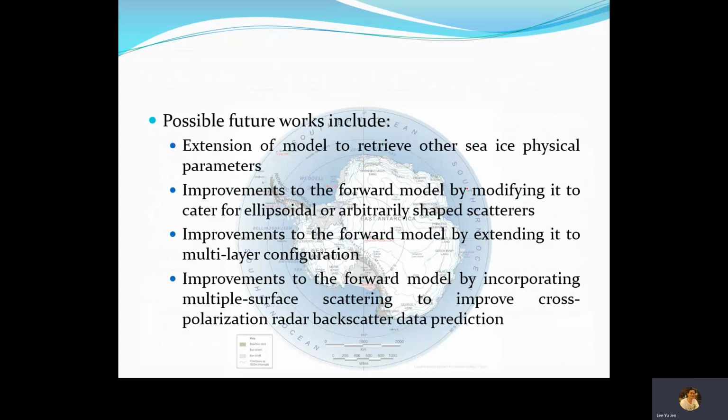As possible future work, we may want to look at extending the model to retrieve other CI physical parameters, to improve the forward model by allowing it to cater for ellipsoidal or arbitrarily shaped scatterers, to extend it to a multi-layer configuration, or to extend it to multiple surface scattering to improve on the cross-polarization radar backscatter data prediction.